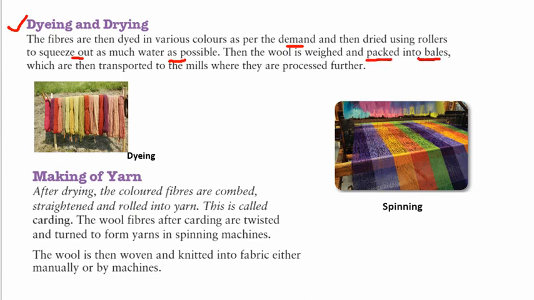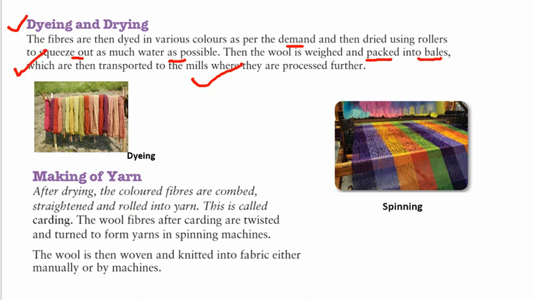Here bale means generally after the completion of this process the wool is packed, or bundled. Suppose we do packing, in the same way here the wool is baled or packed, and then after it is transported to the mills where it is processed further. Clear? So dyeing and drying means the coloring of the clothes.